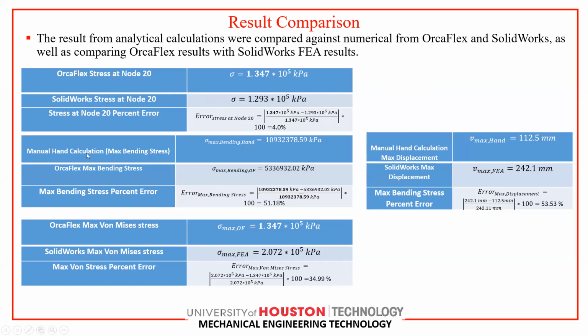And the percent error of the manual hand calculation of the maximum bending stress and the OrcaFlex maximum bending stress is 51.18%. And the percent error of the OrcaFlex maximum von Mises stress and the SolidWorks maximum von Mises stress is equal to 34.99%. And the percentage error of the manual hand calculation of the maximum displacement and the SolidWorks maximum displacement is 53.53%.